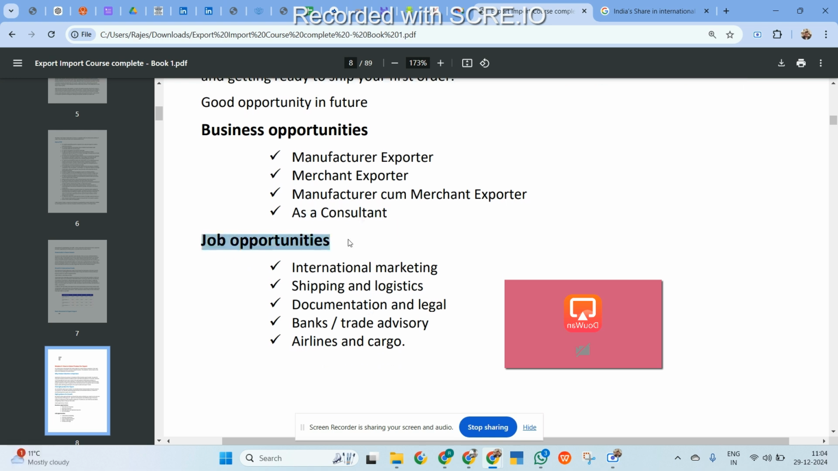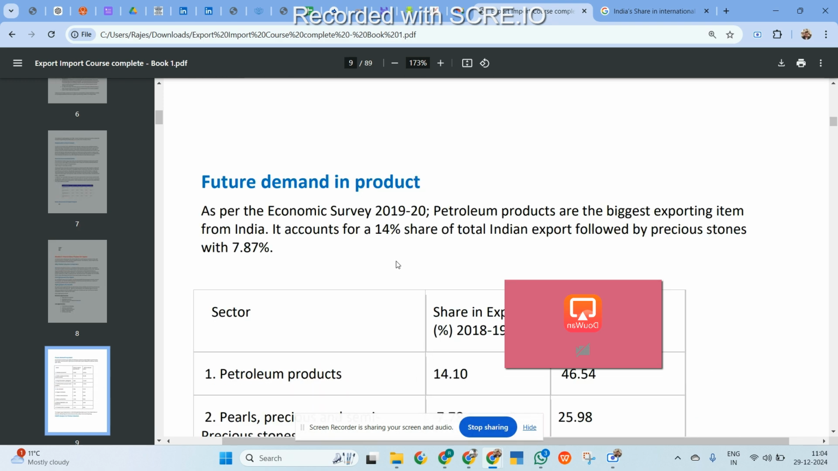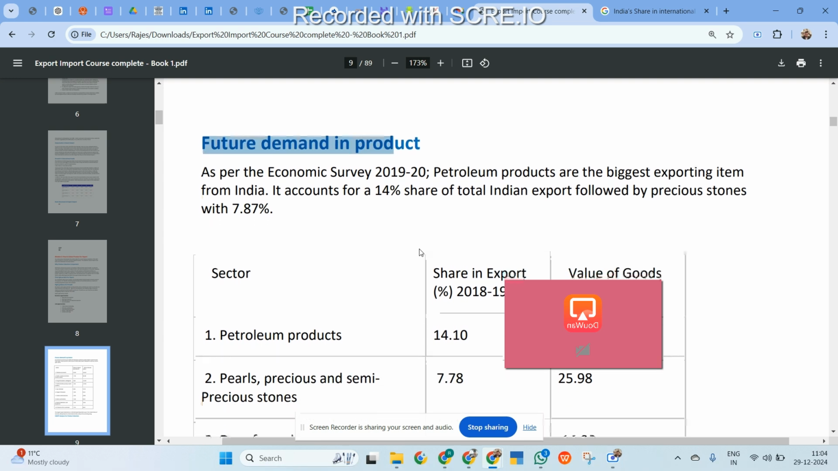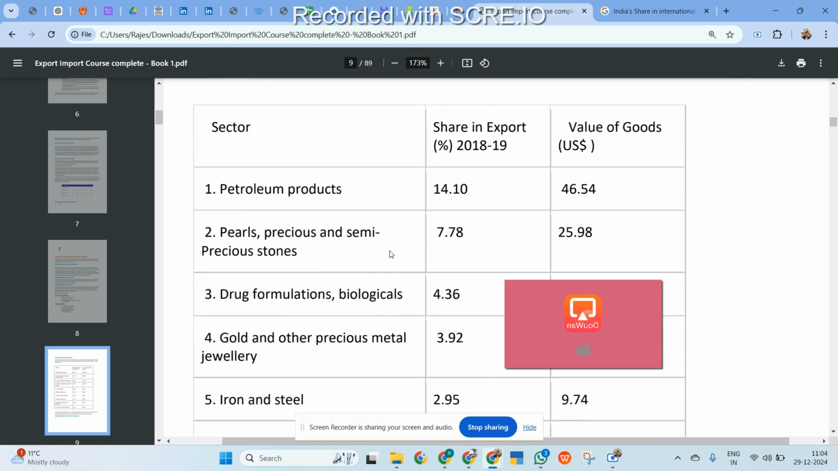In the job section, there is international marketing, shipping and logistics, documentation and legal, bank trade advisory, airline and cargo. So these are the international future demand in products. What are the future demands as per 2019-2020? Petroleum products exported from India, 14%.